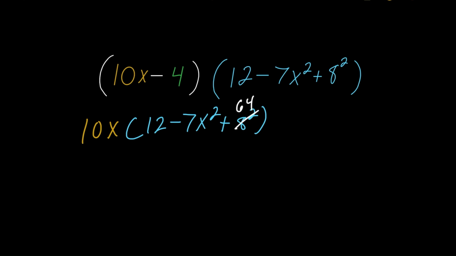Okay, now let's multiply. What is 10x multiplied by 12? Well, 10 multiplied by 12 is 120. Add the x, we're going to have 120x. So 120x. Okay. Now 10x multiplied by negative 7x squared. So first let's multiply the numbers, and we're going to get negative 70. So let's write in negative 70.